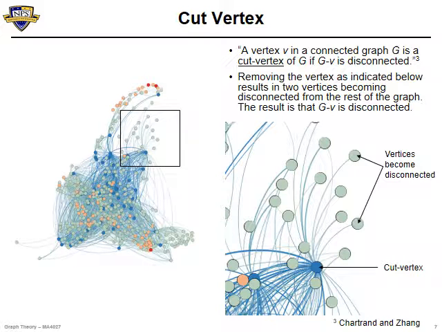A vertex V in a connected graph G is considered a cut vertex if G minus V is disconnected. What this means is removing a particular vertex will then disconnect other vertices from the remaining part of the graph. On the right side, we can see a vertex located in blue and indicated as a cut vertex, because removing it will disconnect the 2 other vertices as indicated.